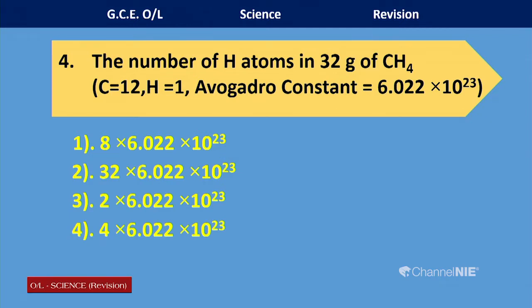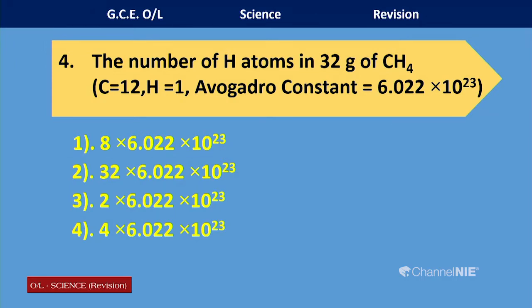So, how to find the molar mass of CH4? You can see within brackets you are given the RAM of carbon and hydrogen. So, 1 carbon is 12, and hydrogen 1 into 4 is 4. So, the total will be 12 plus 4, 16. So, the molar mass is 16 grams per mole. When you divide 32 by 16, you get 2 moles.